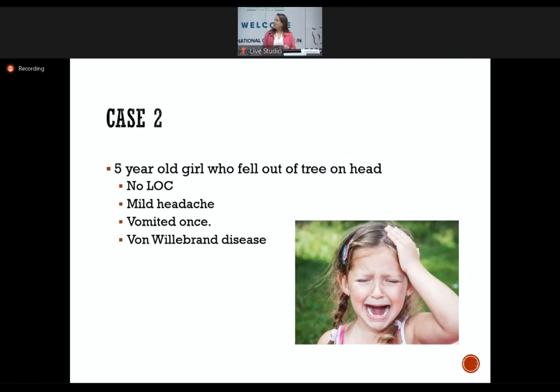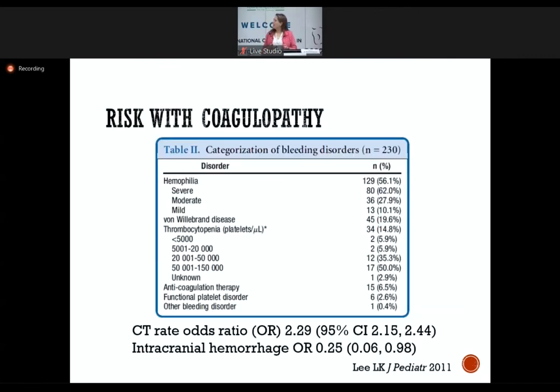So in terms of the PECARN rule, you'd have to get some information about the tree and the height of the fall, but a severe injury mechanism for an older child is a fall of 5 feet or more. Let's say this girl had fallen from more than 5 feet, which is about 3 meters or so of height from the tree. But should the coagulopathy affect your decision making?